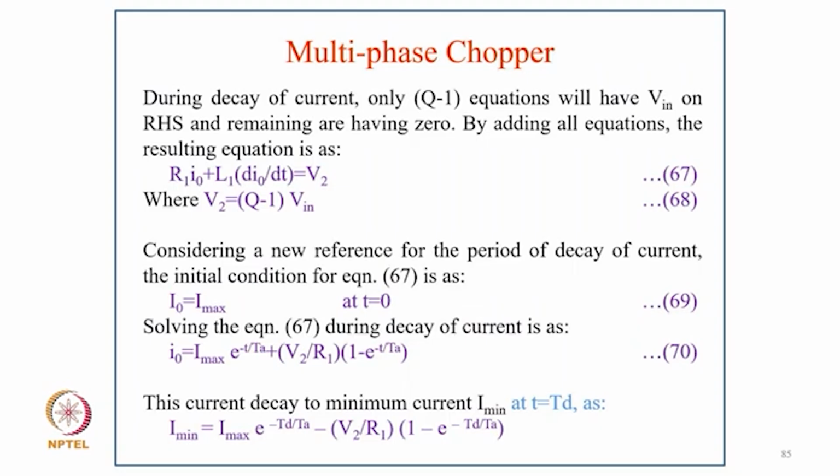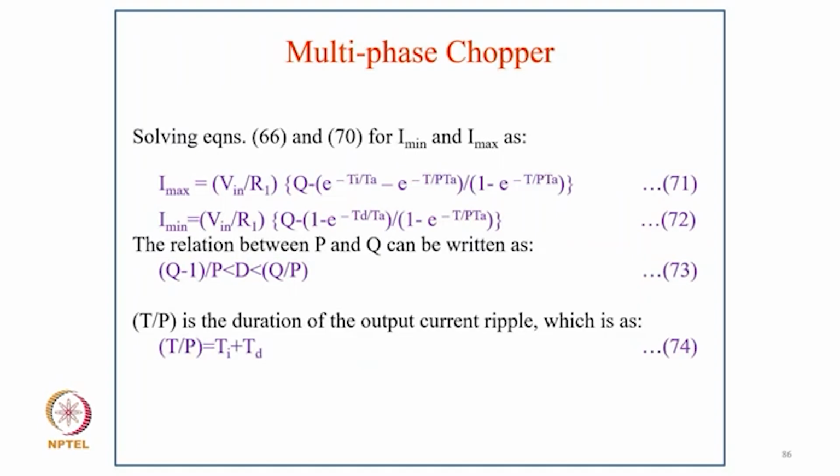So considering a new reference for the period of decay of current, the initial condition of the above volt-ampere equation is I = Imax at t = 0. Solving the equation again, for the decaying period the current is I = Imax e^(-t/Ta) + (V2/R1)(1 - e^(-t/Ta)). So this current decays to the minimum current Imin at t = Td, and Imin = Imax e^(-Td/Ta) + (V2/R1)(1 - e^(-Td/Ta)).